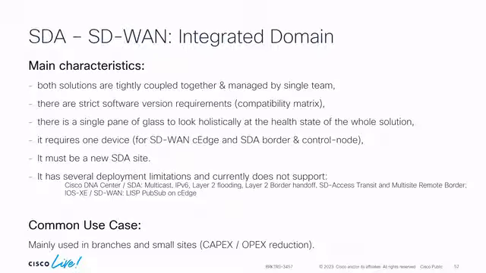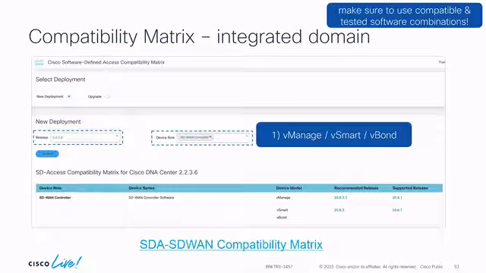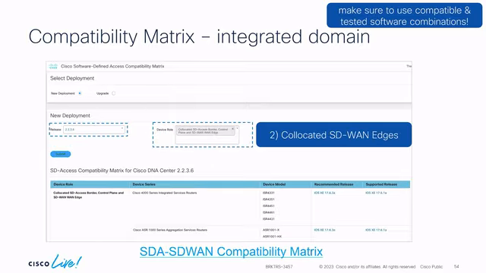The good thing is that it's going to be one single device. That's the main benefit of this approach. A common use case is a lot of very small branches, because you don't want to buy two devices. You are going to have one device, and you're going to put two functions on it at the same time.